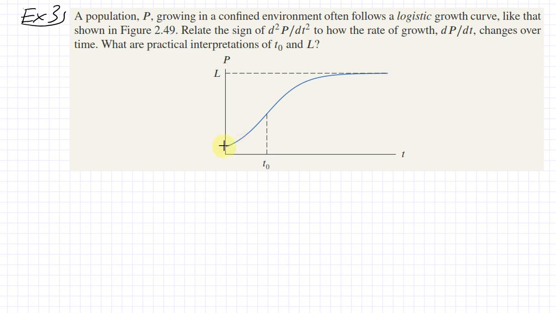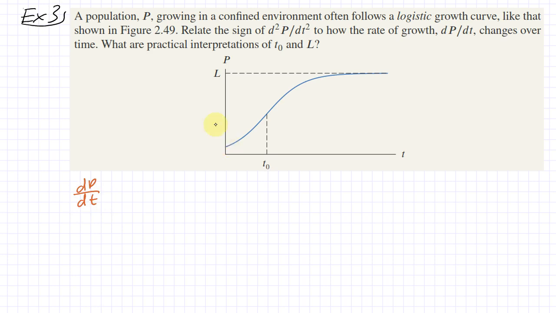And the kind of function you use to model this kind of thing is called a logistic growth curve. And what I want to look at is P is the population here, T is time. What is the second derivative of this, say, about the rate of growth and the changes in the population, and what are the practical interpretations of t0 and L? So first of all, let's see, what do we know about dp over dt? dp over dt here, is that going to be positive or negative?